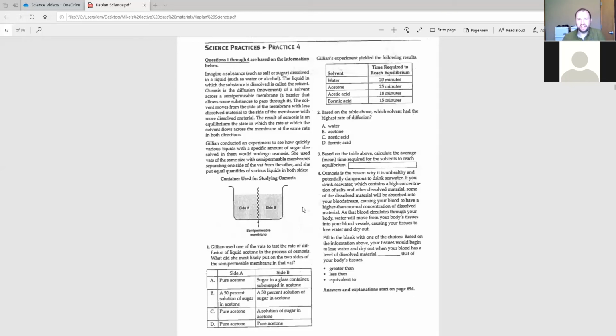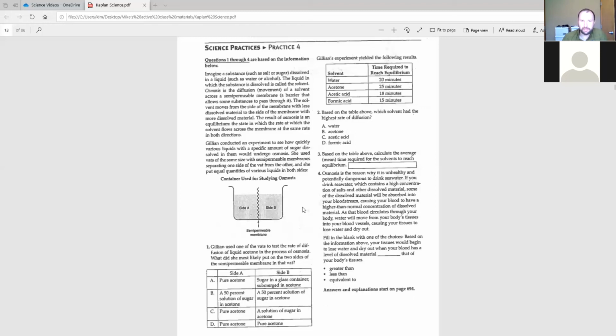Let's break some of that down. First of all, a solvent is just a liquid that something is dissolved in, right? So if we take salt and pour it into the water and stir it around until the salt dissolves, the water would be considered the solvent. Salt is what we're dissolving.